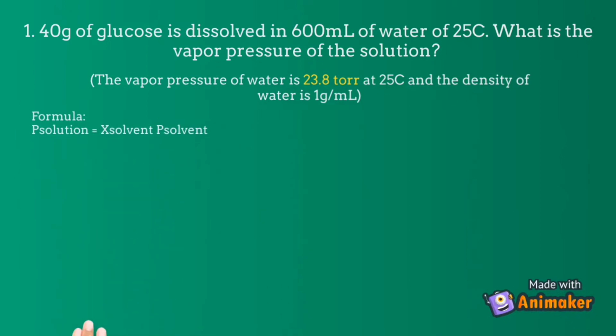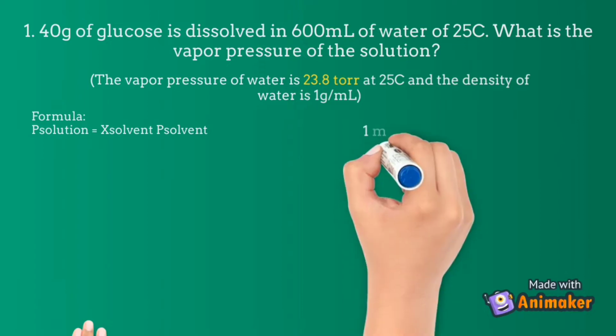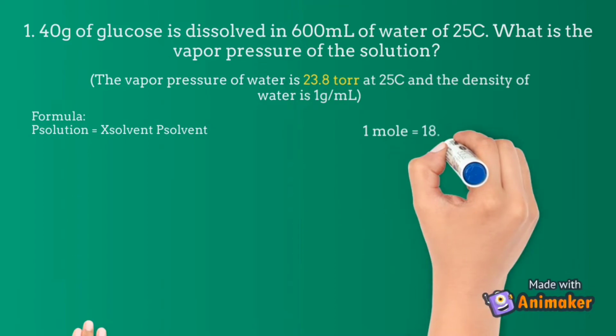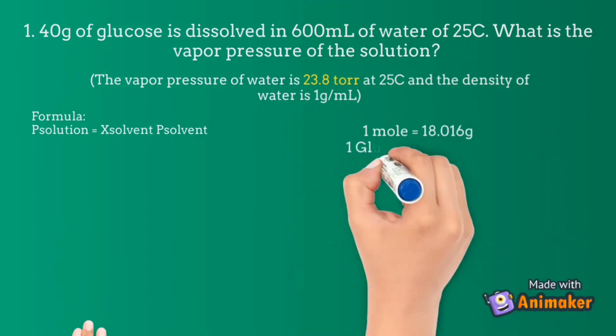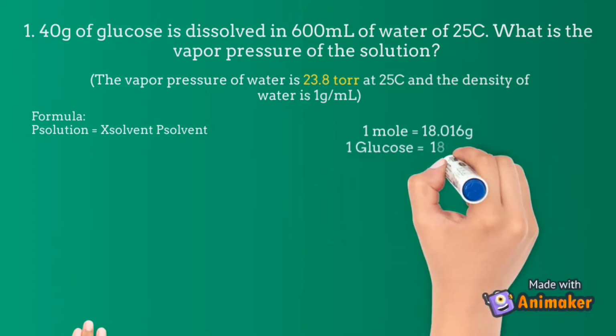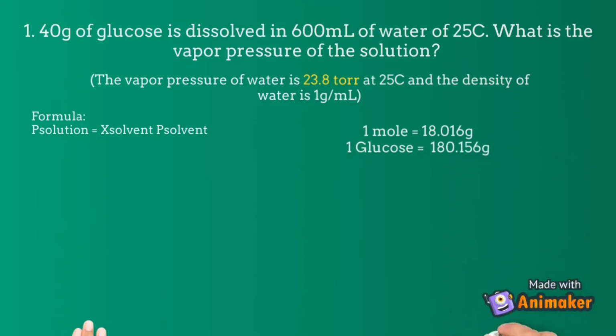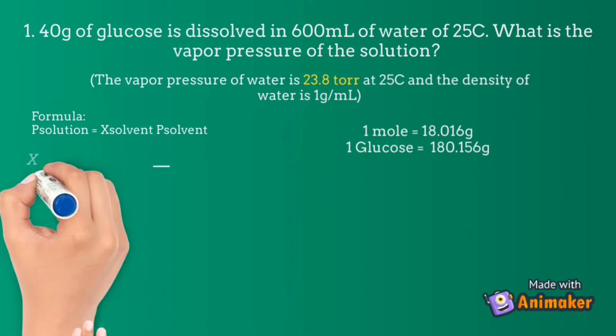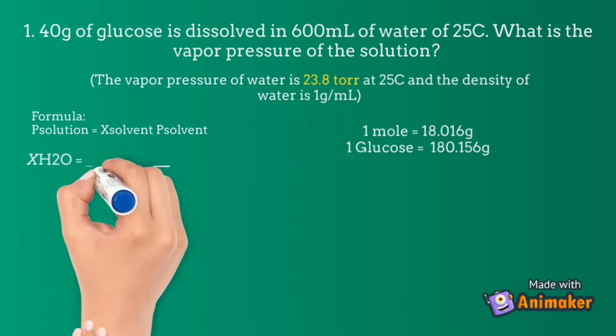So we already have our P solvent in our solution. So ang kailangan na lang natin kunin our X solvent. So we have here our formula P solution is equal to X solvent times P solvent. Again, we already have our P solvent, which is the 23.8 torr. And we have here the conversion. Our 1 mole is equal to 16 grams, and 1 glucose is equal to 156 grams. So, kakailangan natin ito to get our X solvent.